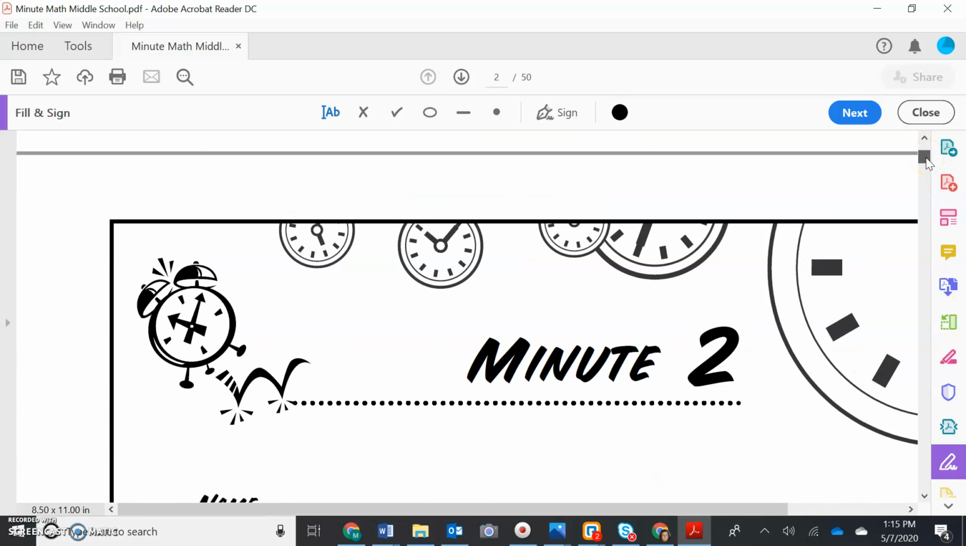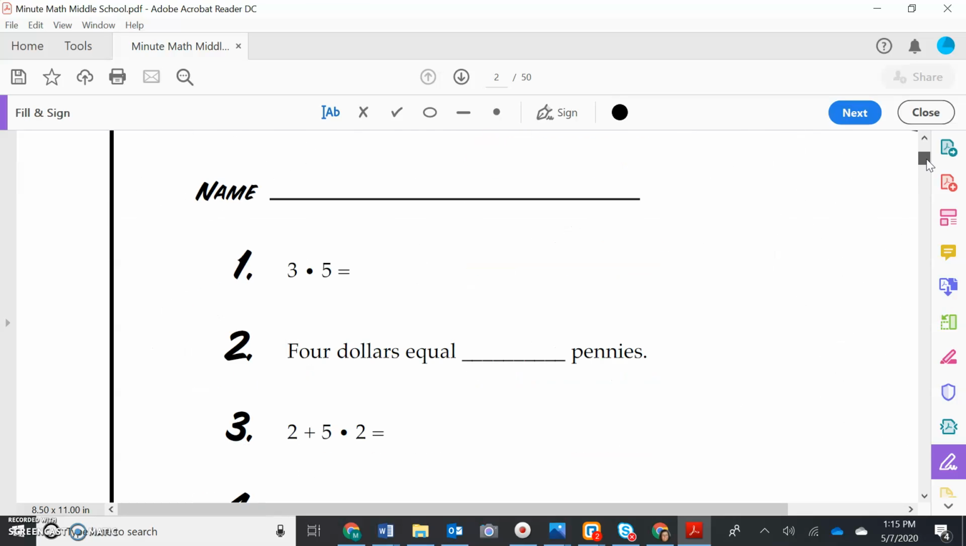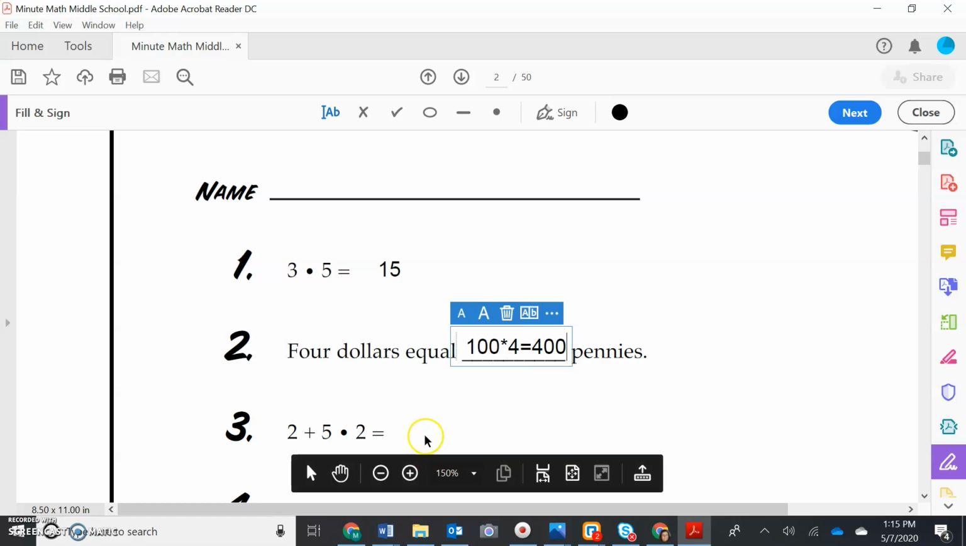Now skip to another page. Either go to another page or go down a few lines and write math 2, because now we need to get the next one done. So let's get ready and do this one. 3 times 5 is 15. Good job. $4 equals how many pennies? Well, there's 100 pennies, and $1 times $4 is going to equal 400 pennies. Good job.